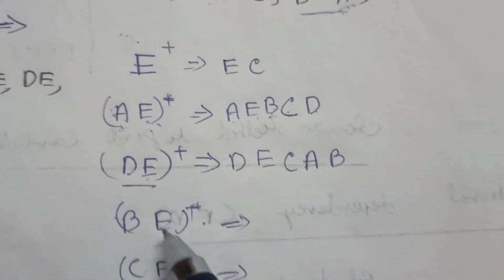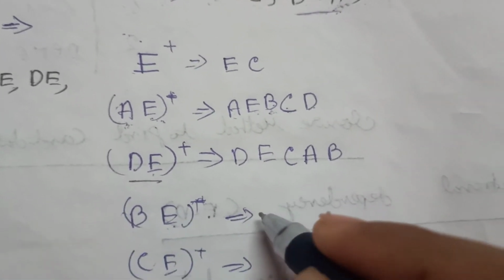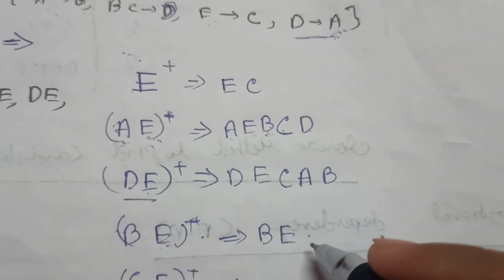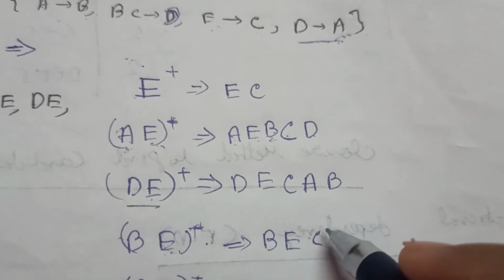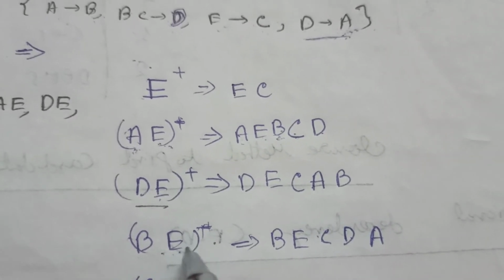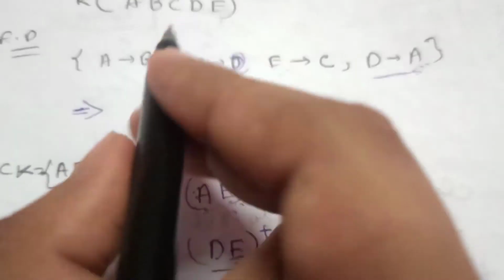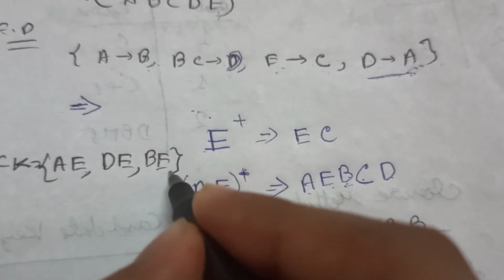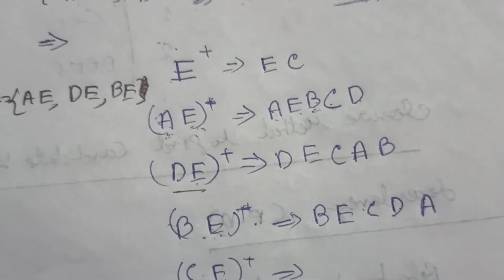So let's check. What is the closure of BE? B can determine B, B can determine E, and E can determine C. BC can together determine D, and D can determine A. So BE closure is everything, so BE is a candidate key also.